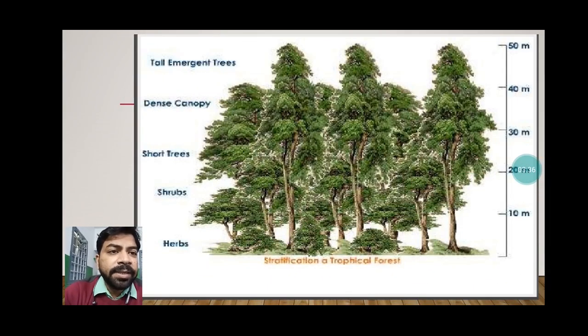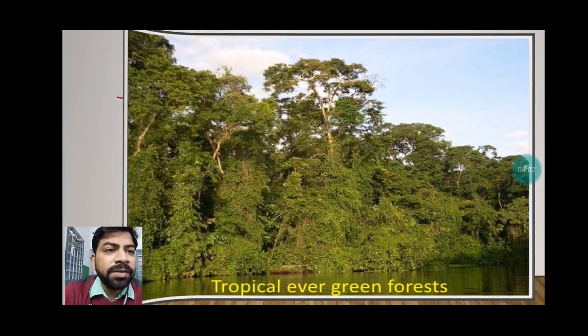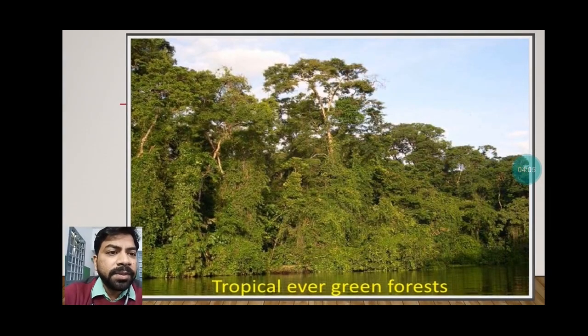You can see the image of this tropical evergreen forest. Tall emergent trees, you can see the height of the trees from 10 meters to 20, 30, 40, 50 and more than that also. Herbs, shrubs, short trees, dense canopy and tall emergent trees form multiple layers in the forest. That's why if one tree sheds its leaves, others remain green and it looks evergreen. You can see creepers, shrubs, tall trees and short trees.